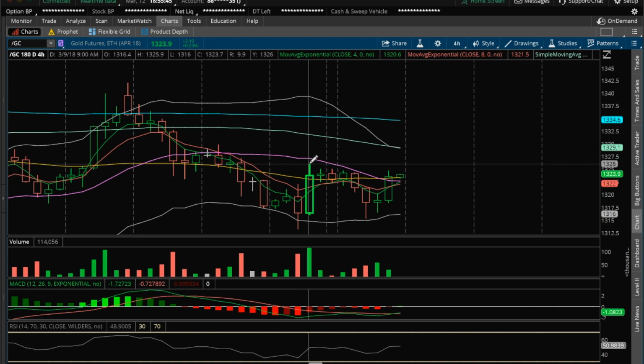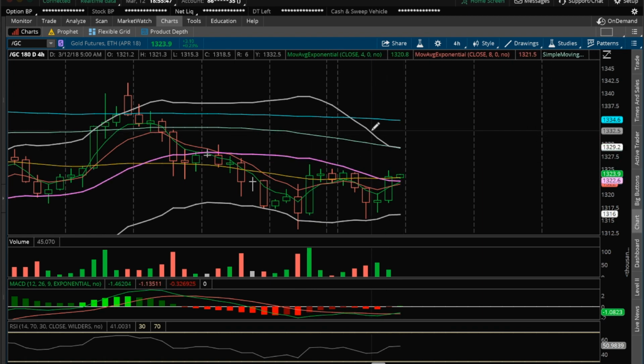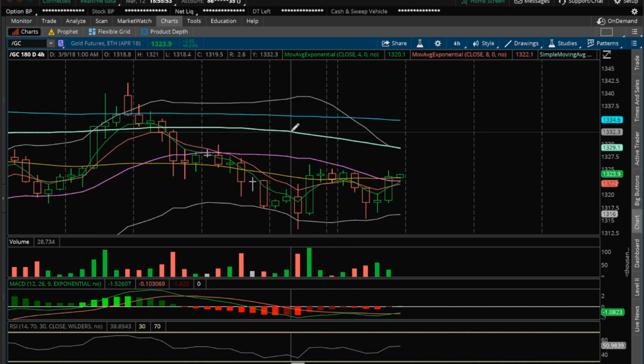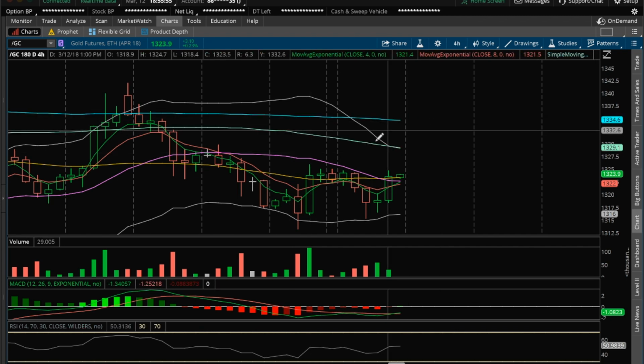If we break 1325.90, I'm going to look for a run up to the upper Bollinger Band where it meets the 100 MA on the 4 hour, and that is roughly at 1329.20, and the 100 is 1329.10. So I'm going to look for a run up to that area if we're able to take out 1325.90.